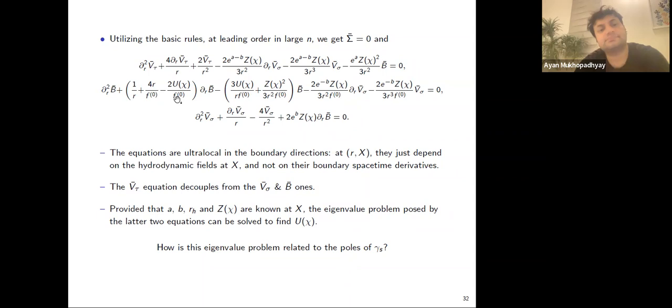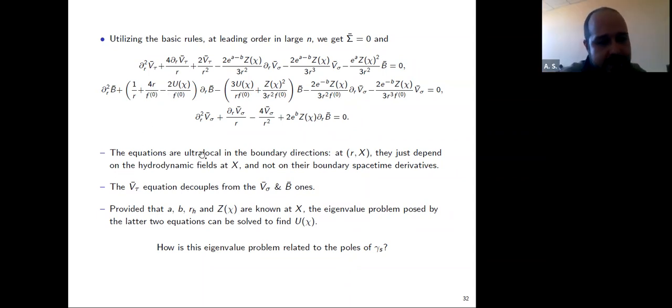Okay, so first point, the equations are ultra local in the boundary coordinates, in the sense that at a given radial position in the bulk and given position in the boundary directions, they just depend on the hydrodynamic fields at the given boundary coordinates, not on their boundary space and derivatives. Now, the equation for beta bar is going to be decoupled from the equations of b bar and b sigma bar. So, b bar only refers to b sigma bar, and b sigma bar only refers to b bar. So these are the two that you have to focus on.